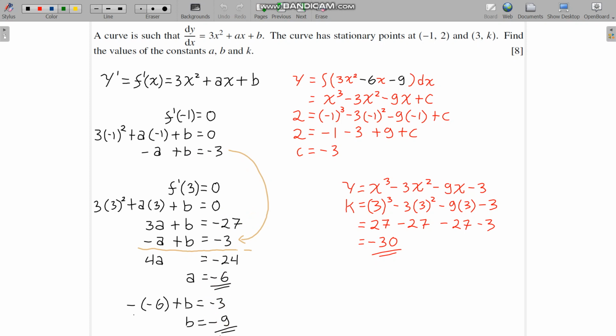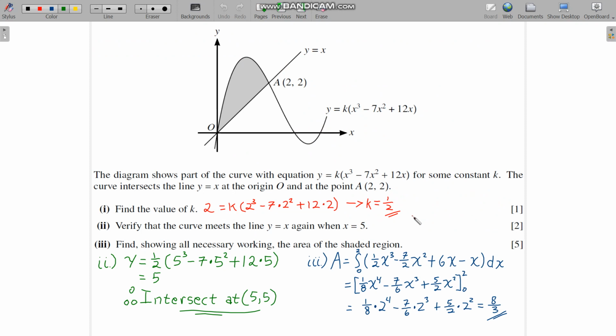After we find a and b, now to find k, we need to integrate. So if we integrate this, we get the y function. The integral of 3x squared is x cubed, minus 6x becomes minus 3x squared, minus 9 becomes minus 9x, and again we know when x is minus 1, y is 2. So y is 2, x is minus 1, we get the c. And to find the k, we just plug in x equals 3 and use a calculator. Next question.